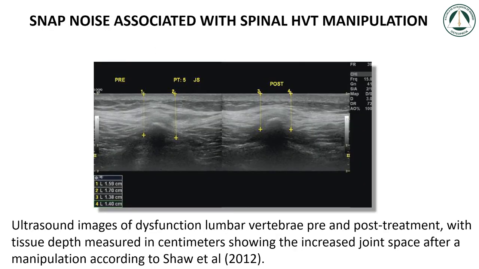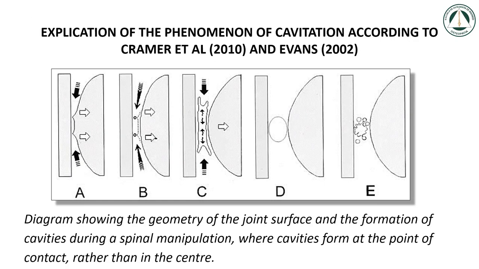Hsieh et al., 2012, have shown that ultrasonography is a reliable instrument for the assessment of somatic dysfunction of the lumbar spine, and for proving facet joint opening with HVT. This diagram by Cramer et al., 2011, presents the theoretical mechanism of cavitation, i.e. joint pop sound, production during a spinal manipulation.